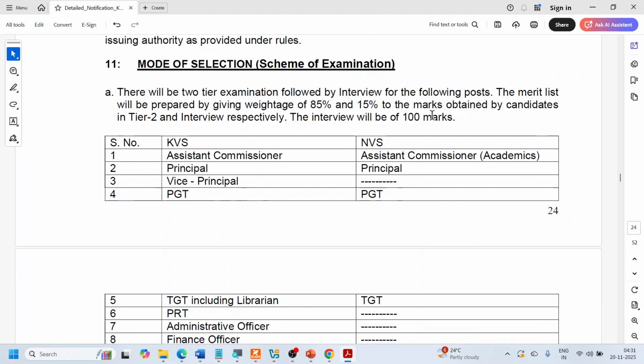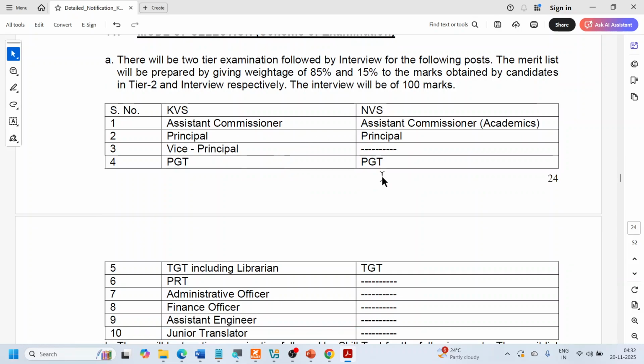Okay. Mode of selection, how they are going to select. There will be 2 tier examination, okay, 2 tier examination, and you will be given a weightage of 85% and 15%. 85% for the examination, 15% for the interviews. So altogether it will be there. So you notice the interview will be for 100 marks. Okay. And for these categories, interviews will be there.